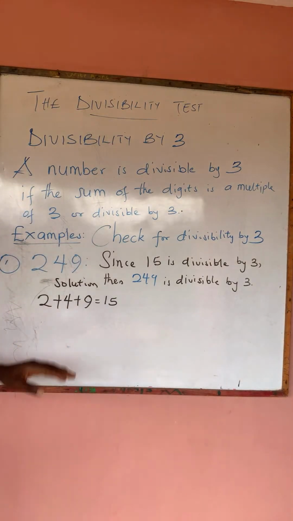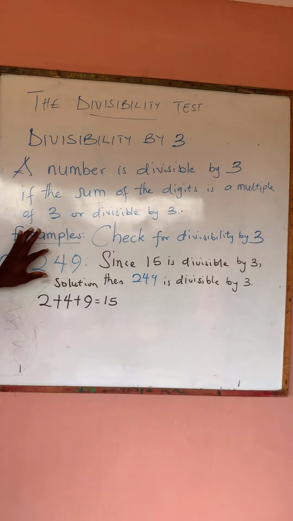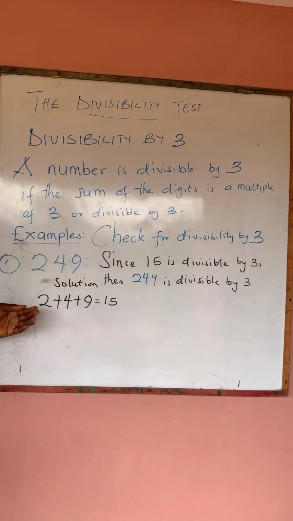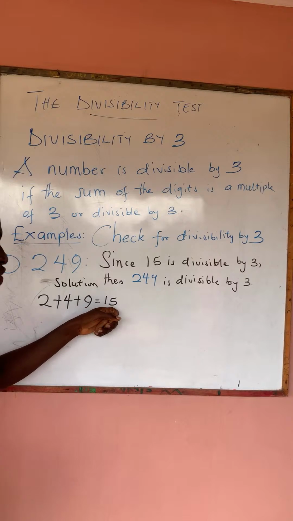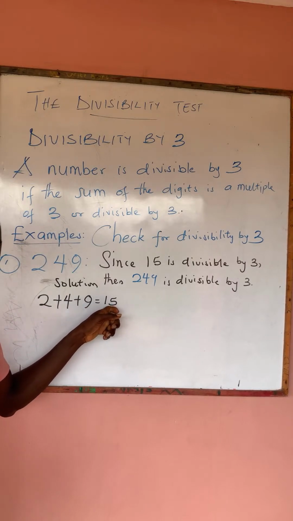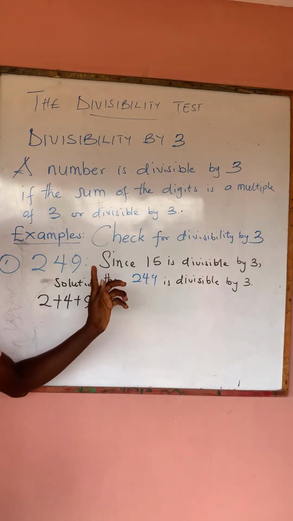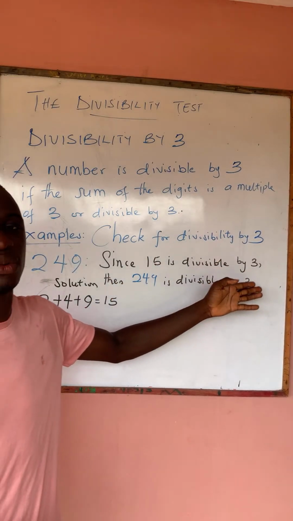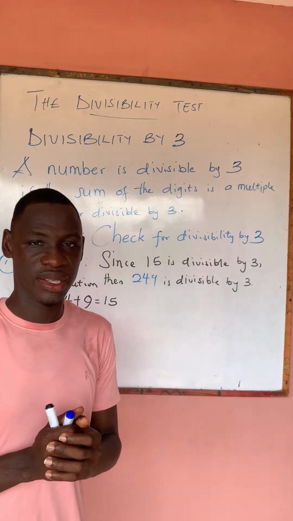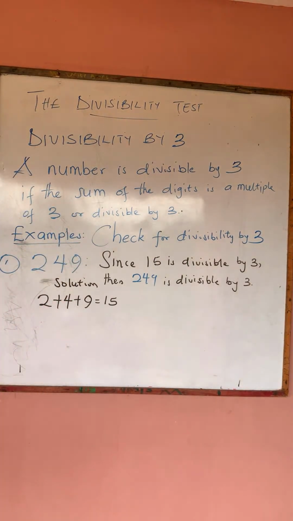Alright, so we added up the digits in the number and we got 15. Now since 15 is a multiple of 3, we can conclude that since 15 is divisible by 3, then 249 is also divisible by 3. Please help me understand it. If you don't understand it, please write it up in the comment section so that I can address it for you.